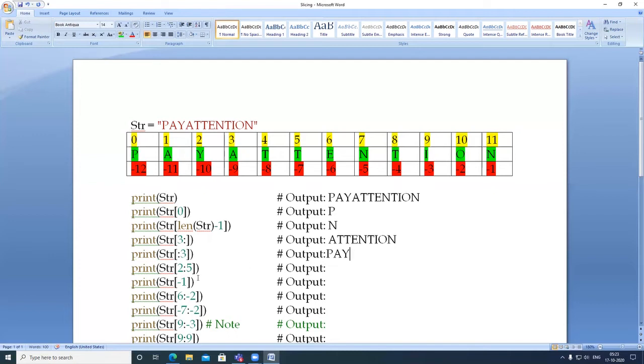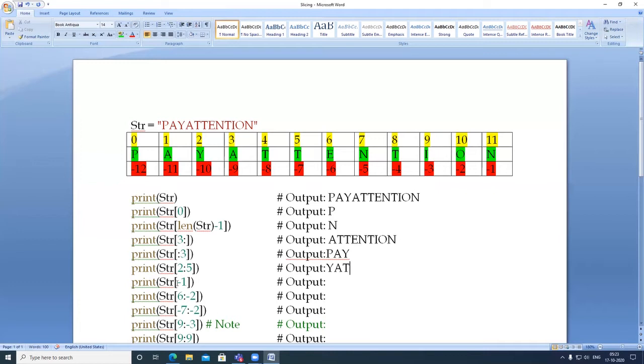Now they are giving 2 colon 5, which means it starts with the specific index 2 and it moves till 4. That is n minus 1. 5, if I treat it as n, last but 1. So my output would be y, a, t respectively.